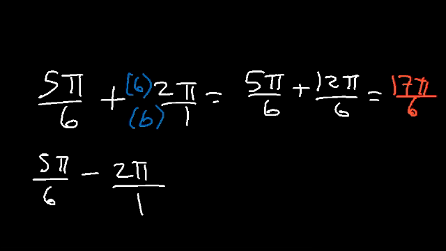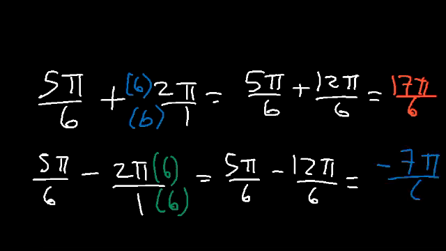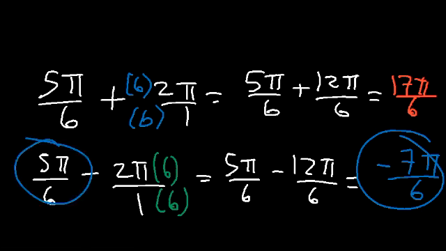Now to find the negative one, let's get common denominators. So it's going to be 5 pi over 6 minus 12 pi over 6. So 5 minus 12 is negative 7. So it's negative 7 pi over 6. That's the negative coterminal angle of 5 pi over 6.